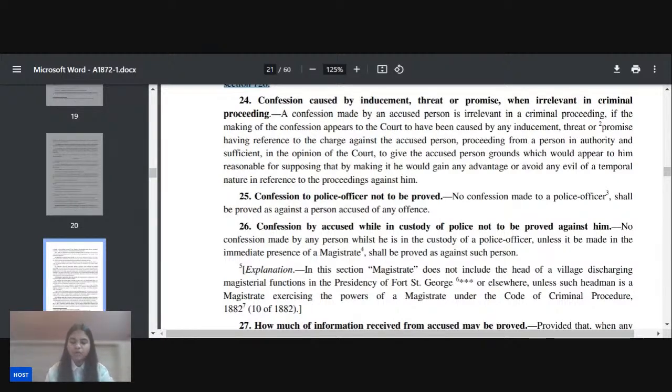When you are reading from 17 to 31, we have this whole chapter on admission and confession, from 17 to 31. But 24 to 30 deals only with confession.